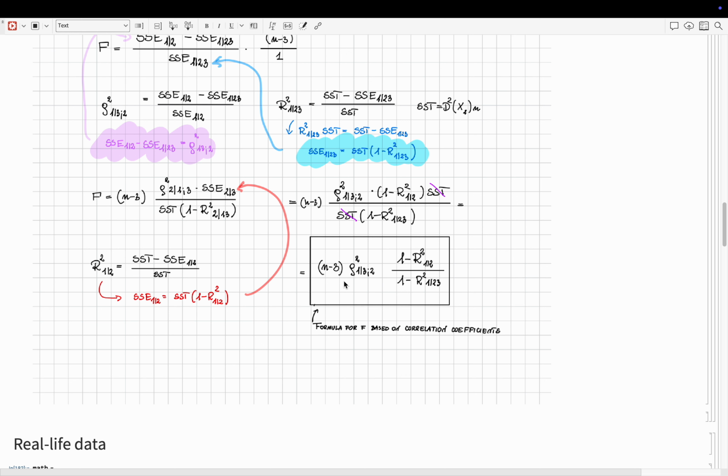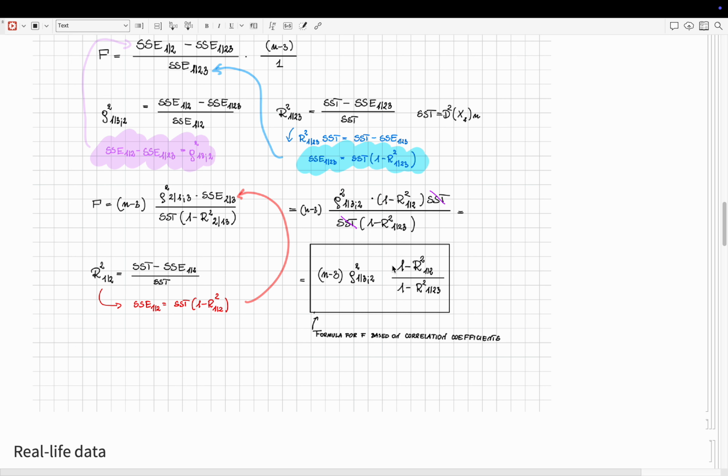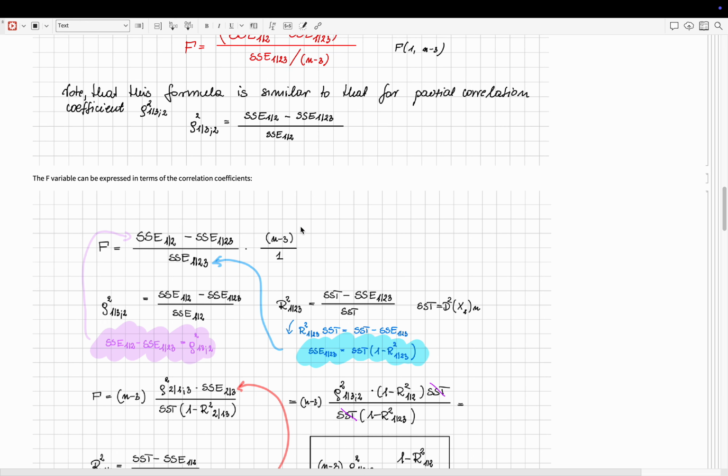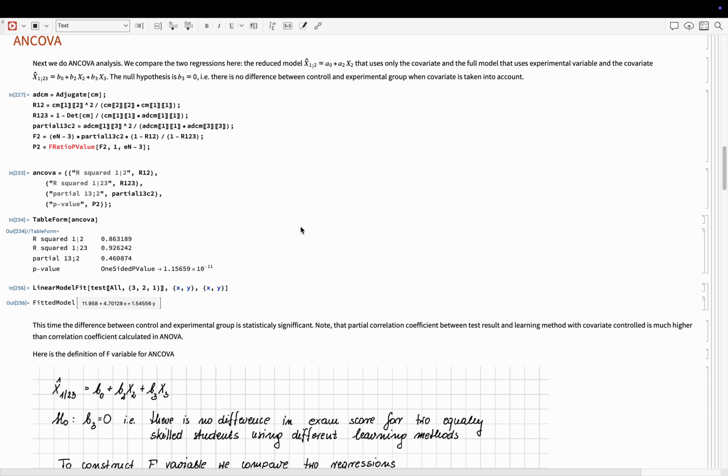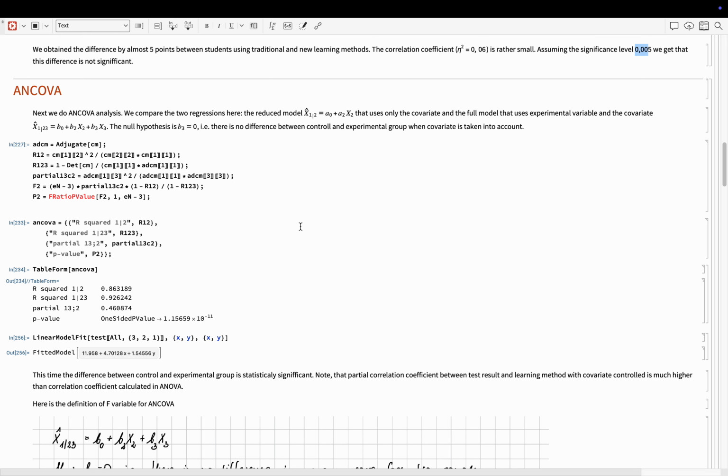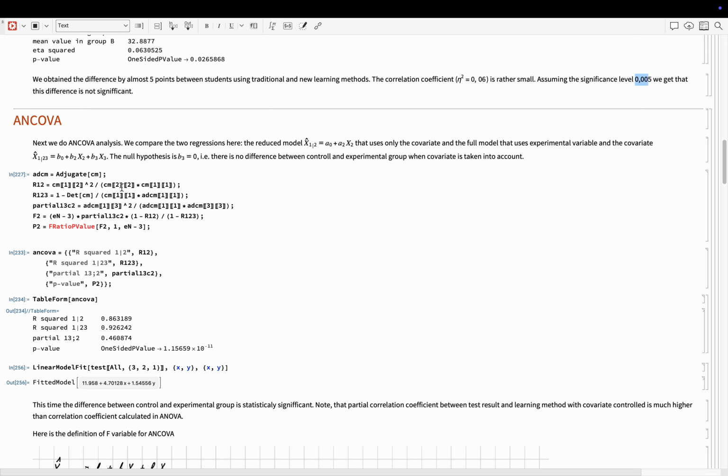that depends on the partial correlation coefficient, which is rescaled a little bit by some number based on correlation coefficients for the full model and for the reduced model. Okay, so we can use the formula if we want to calculate things by hand. We can do it. And this is what I did here. I used exactly the formula that I derived.